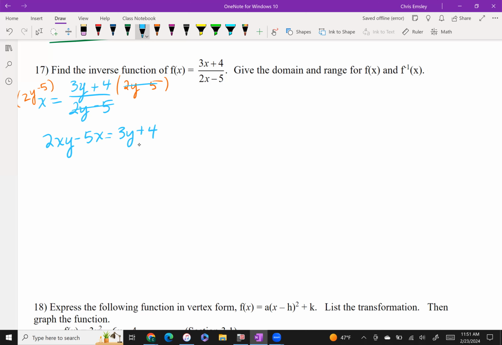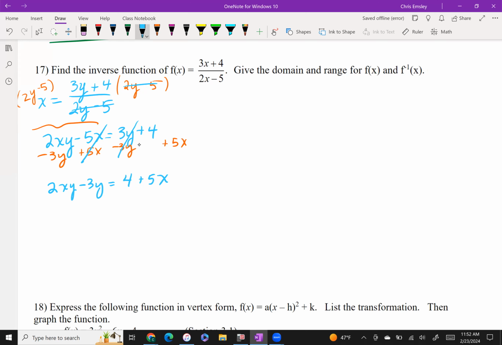That means any term with a y must be on the same side of your equation. Any term without a y should be on the other side of your equation. So I'm going to gather all my y's over here on the left-hand side. So I'm going to add that 5x to move it away. And then I'm also going to subtract this 3y to bring it over. I want all the y's to be on the left. So when I do that, I can't combine those. Those aren't like terms. So I have 2xy minus 3y. These cancel. Equals, these cancel, 4 plus 5x.